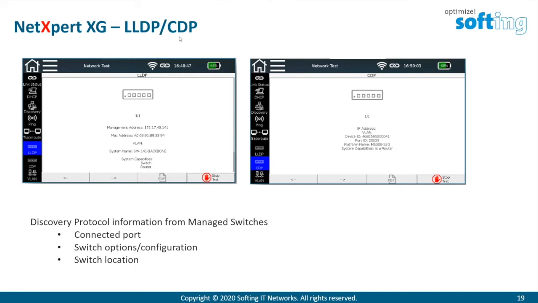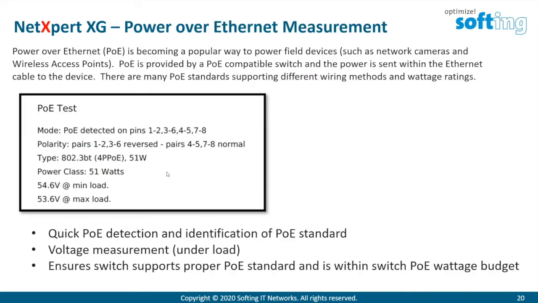LLDP and CDP, these are the managed switch protocols. So you can utilize this with CDP, which all Cisco switches support. LLDP is kind of the more generic version, and be able to sniff and find out how the switch is configured, firmware rev of it, what port you're connected to, even information like where it's located. That's very handy information.